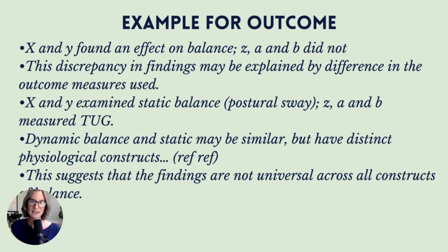Now let's have a look at an example for outcome. Again, X and Y found an effect on balance, Z, A, and B did not. This discrepancy in findings may be explained by the difference in the outcome measures used. X and Y examined static balance, postural sway. Z, A, and B measured timed up and go.